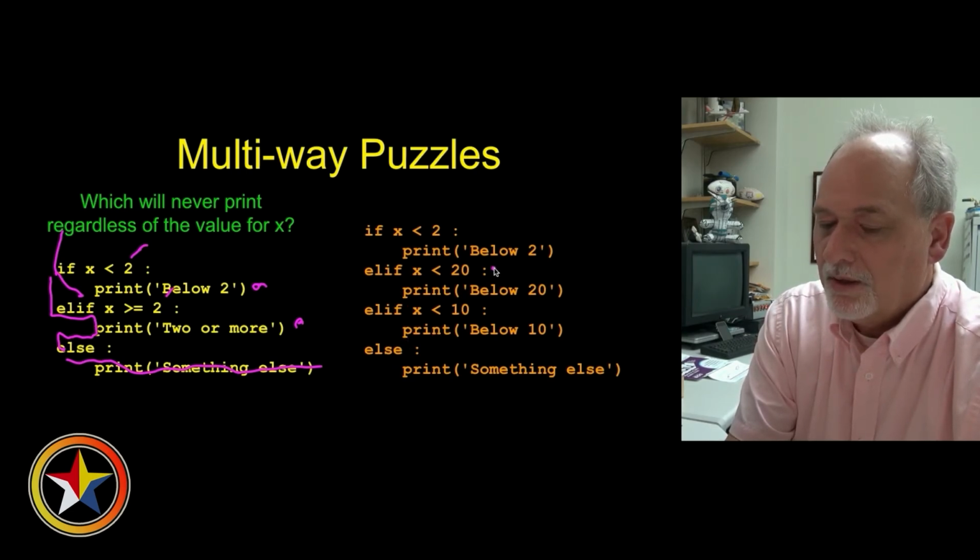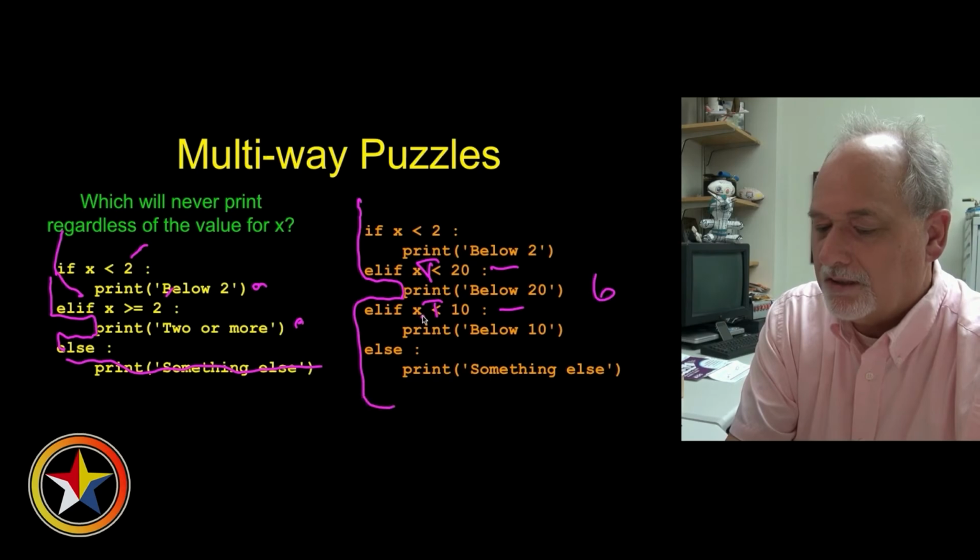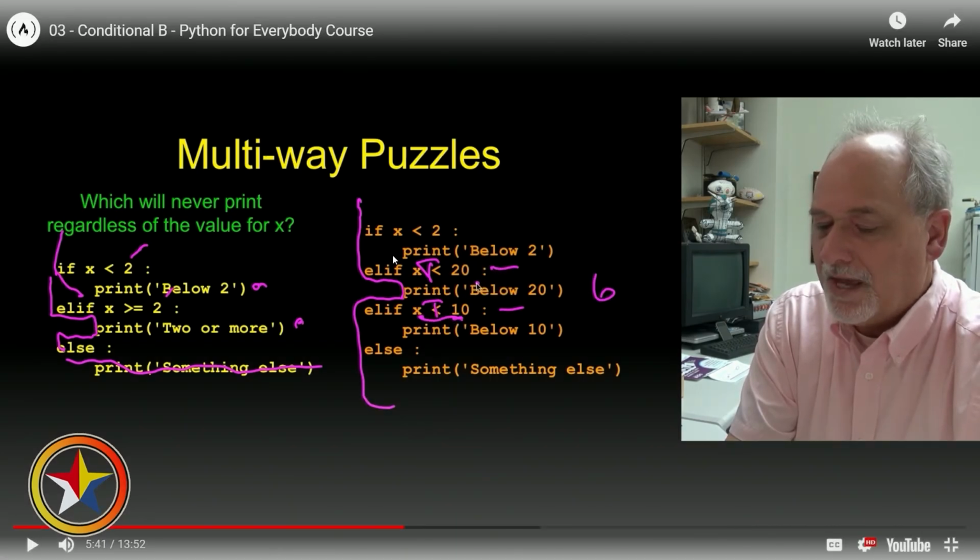Well, the problem here is between these two lines. The problem is if something's less than 10, like 6, for example, it's also less than 20. So even though there might be values for which this is true, those also are going to have this true. So for something like 6, it's going to run here, and it's not even going to look at this. That's the point.